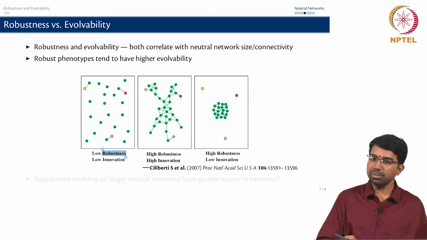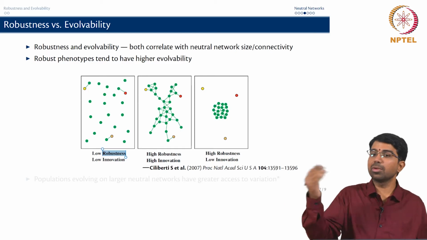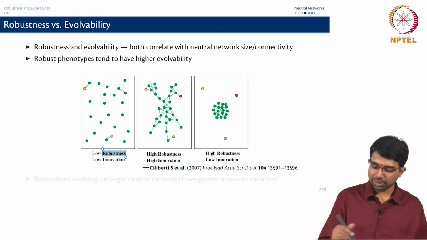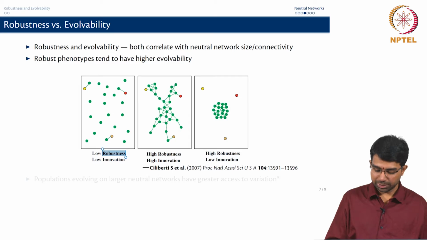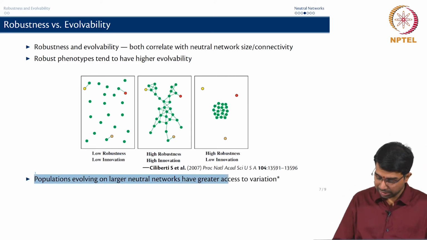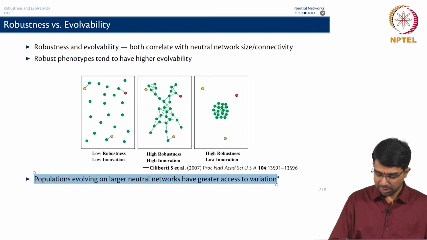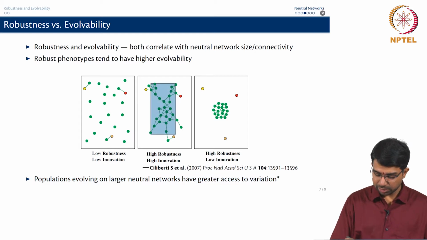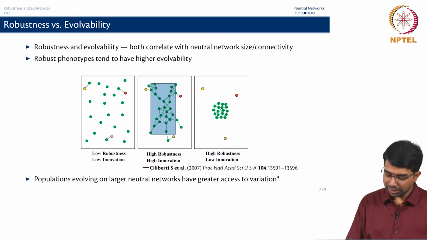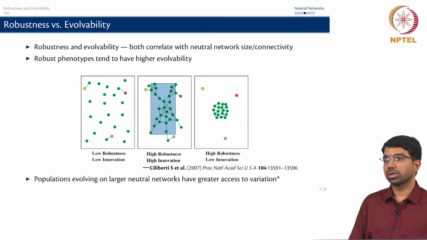But the rest of them are going to have different phenotypes, and for a larger network the neighborhood size will be even larger. We will look at those definitions in a moment. Populations evolving on large neutral networks have greater access to variation. This is a large neutral network, so I have good access to variation. I can just move all around this place and suddenly come close to a red phenotype or some other phenotype and so on. So, the fact that this neutral network is structured thus becomes very important.